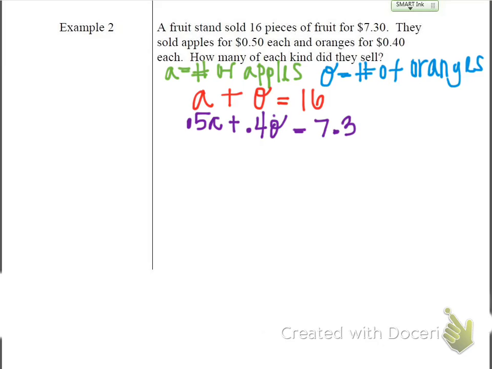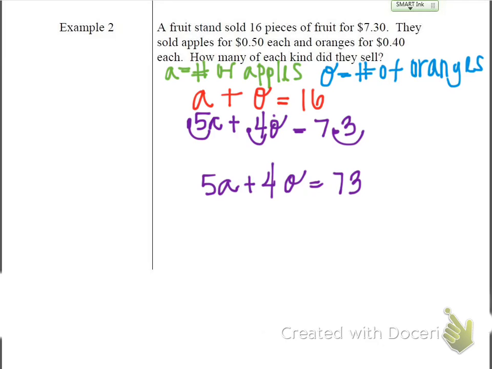So, ladies and gentlemen, I would definitely vote for getting rid of the decimals this time. What do we have to do? Yeah, move it over 1, which is the same as multiplying by 10. So let's rewrite the purple equation first. If I move my decimal over 1 space for everything, that's going to give me 5a plus 4o equals 73.